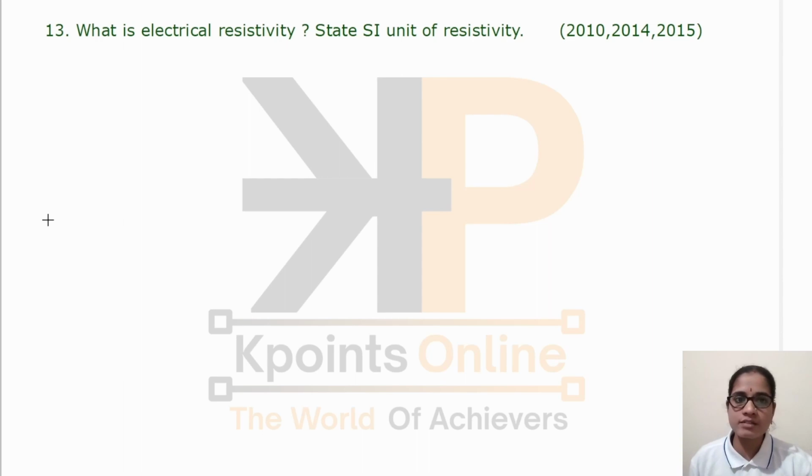The next question is, what is electrical resistivity? State the SI unit of resistivity. The electrical resistivity is defined as the resistance offered to the flow of current by a conductor of unit length and unit cross-sectional area.